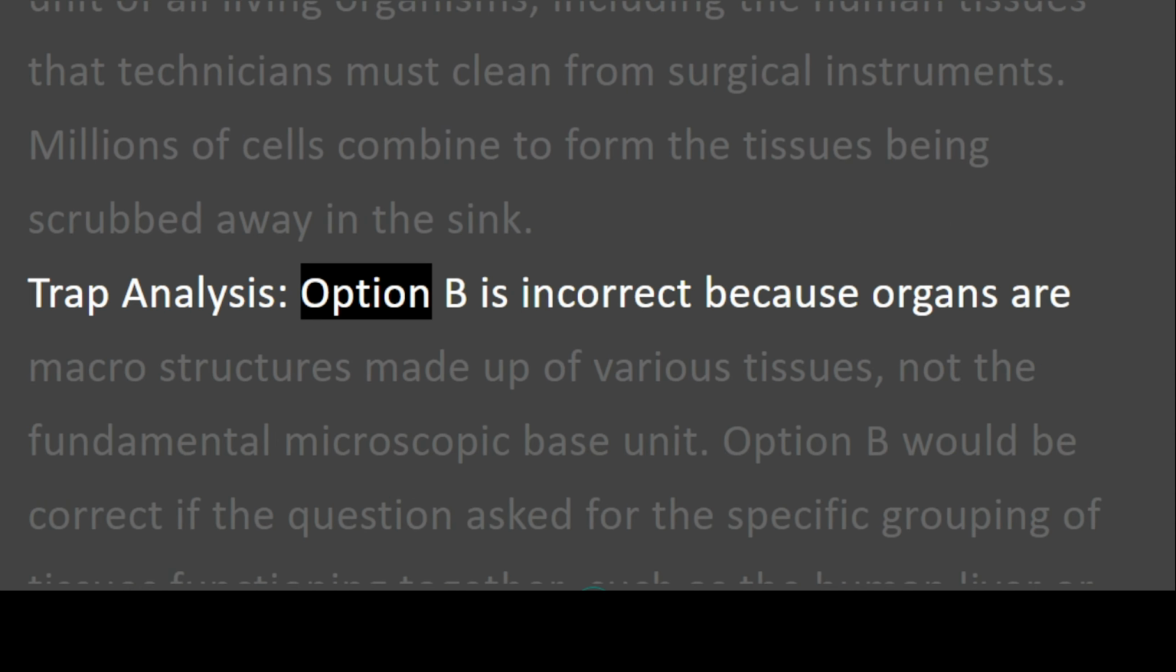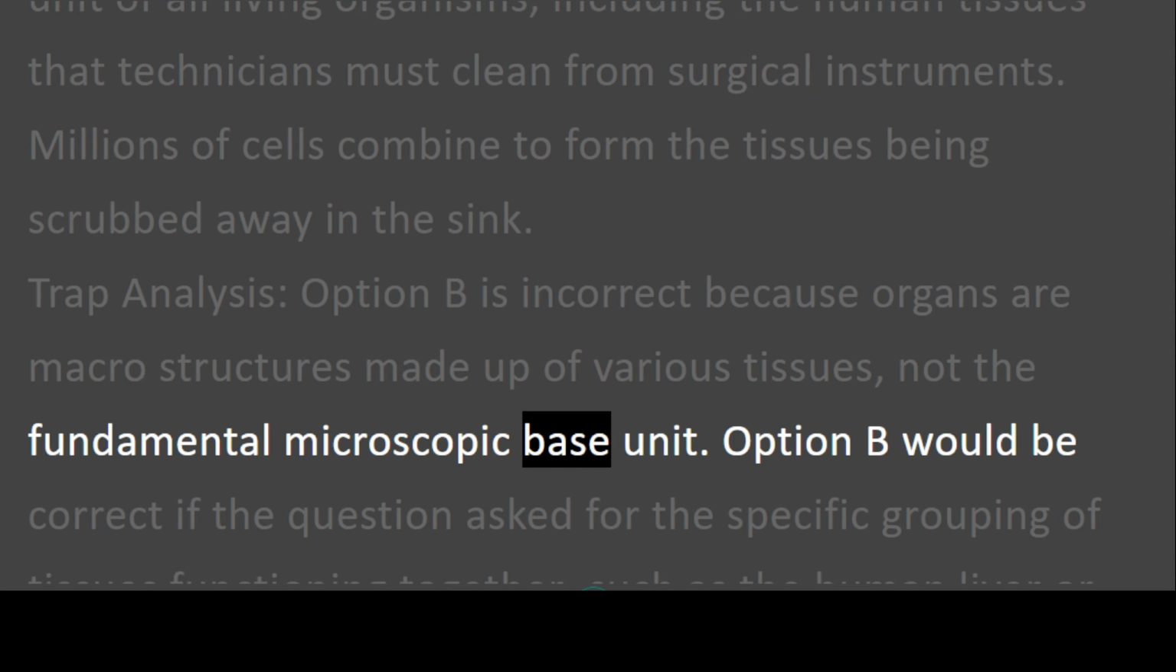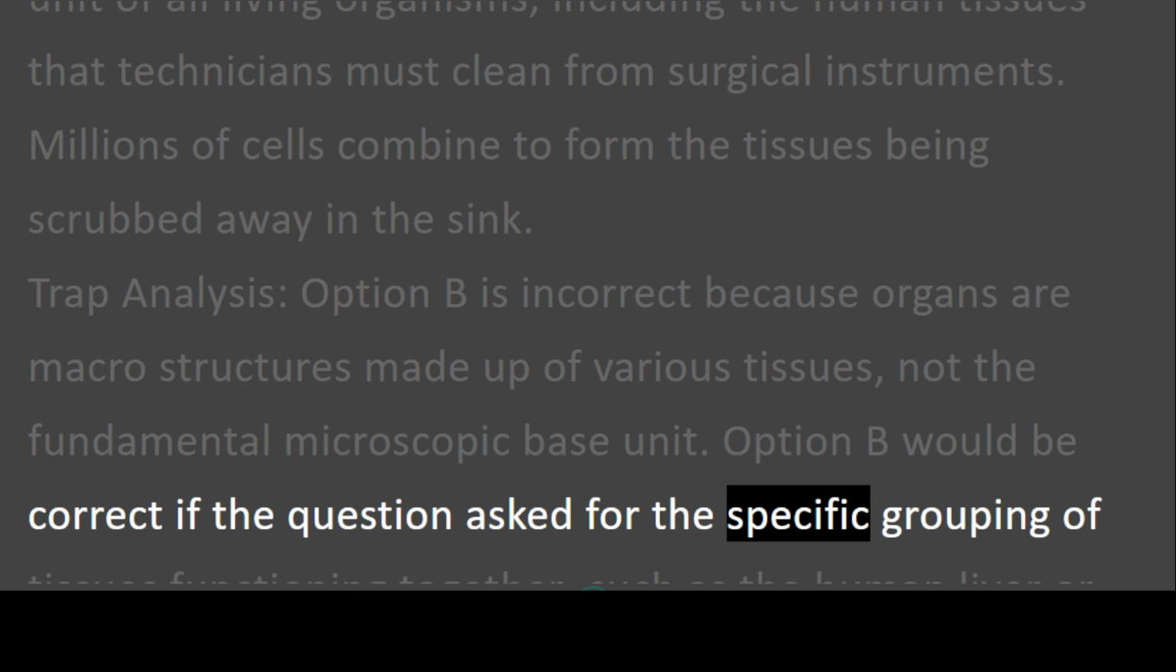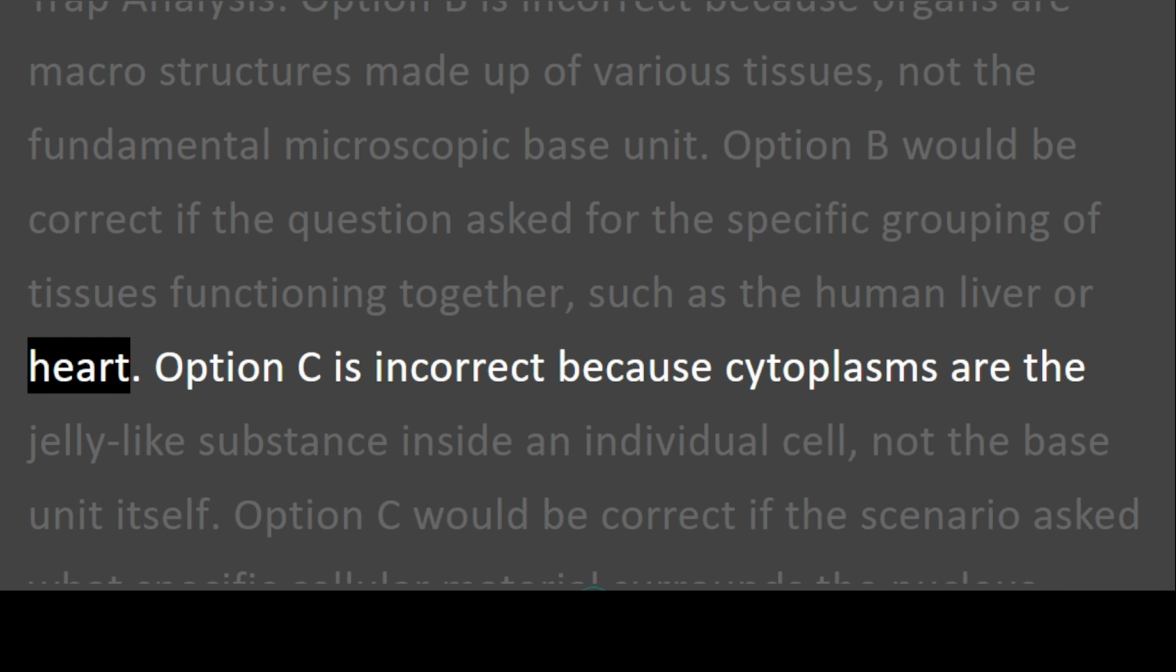Trap analysis. Option B is incorrect because organs are macrostructures made up of various tissues, not the fundamental microscopic base unit. Option B would be correct if the question asked for the specific grouping of tissues functioning together, such as the human liver or heart.